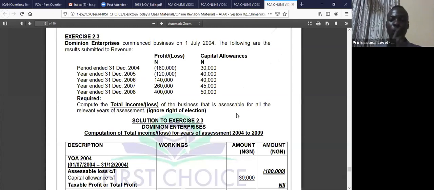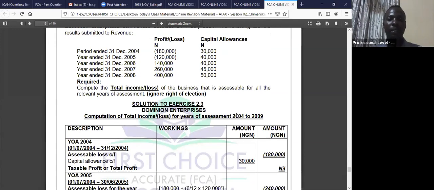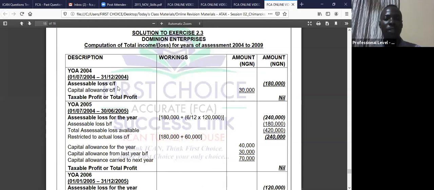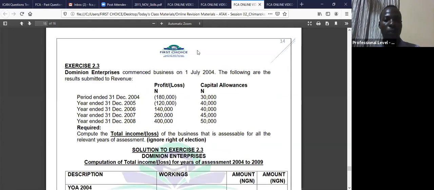Okay, so see what we'll do now. All right. Now, this is your year of assessment. Your assessable profits. How did we get it for 2004? For 2004, this is 7 months out of, okay, they gave you the whole period, 7 months.